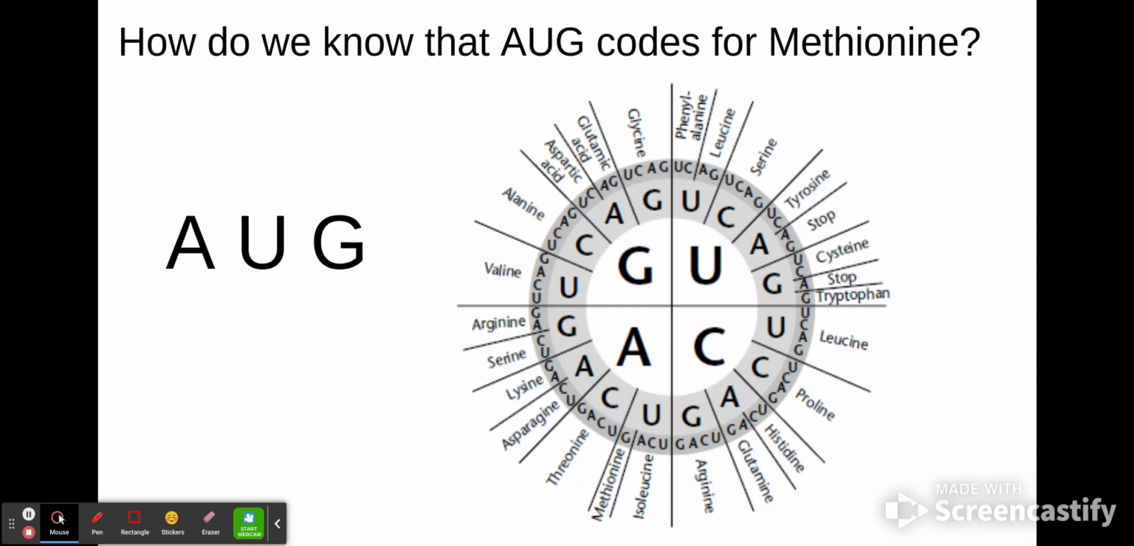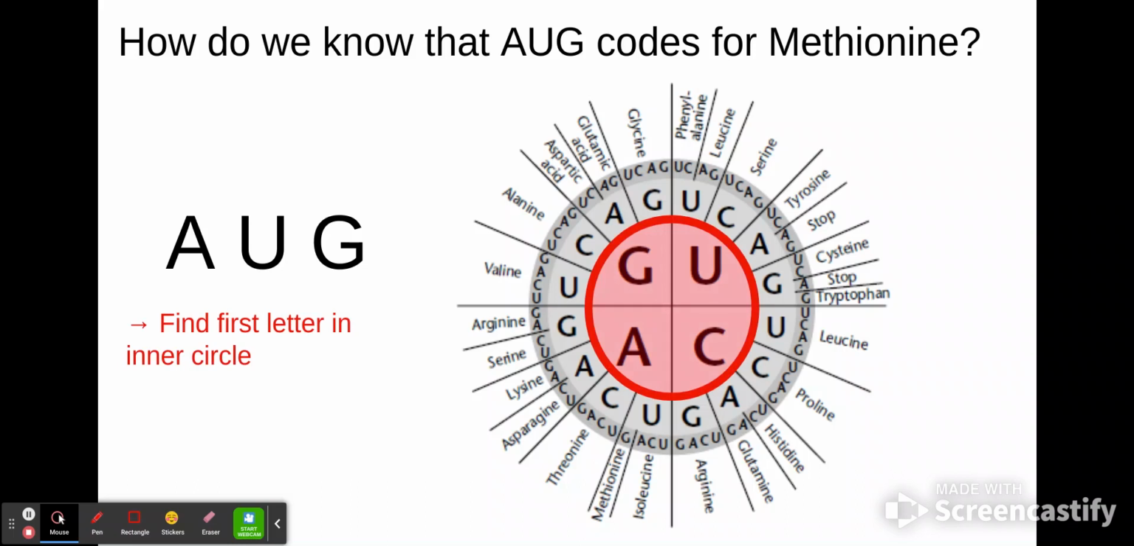Now, this circle chart is not something that the cell uses. The cell is not like, oh, let me check, I'm going to whip out my circle chart. Okay, the cell does not do that. The cell knows all of these things. Scientists, however, don't know these things. So scientists made this chart to help them. So here's how this works.